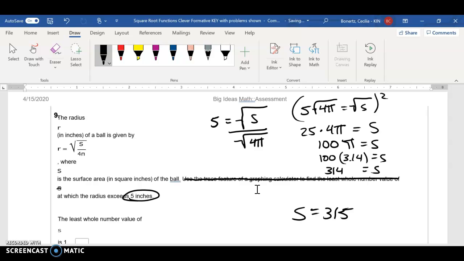Many of you put 314. That's fine. I went back and looked at who missed that question, and would give you credit for that if you had 315. It would be inches squared.